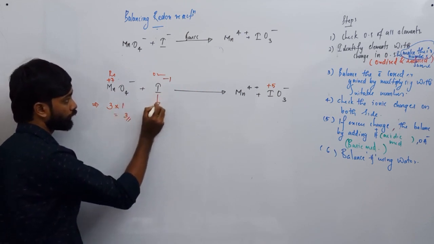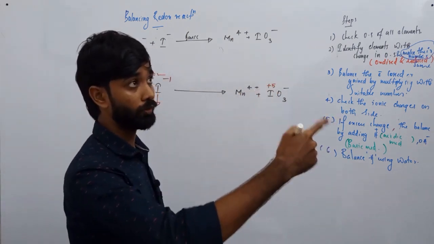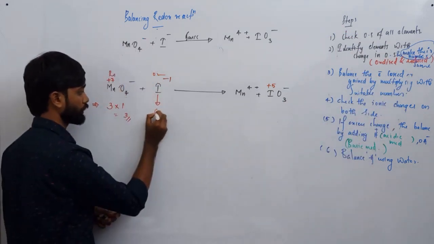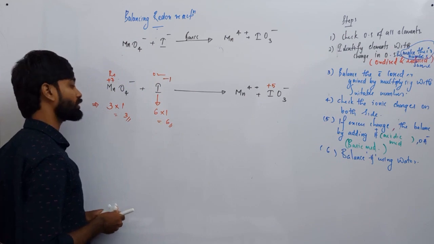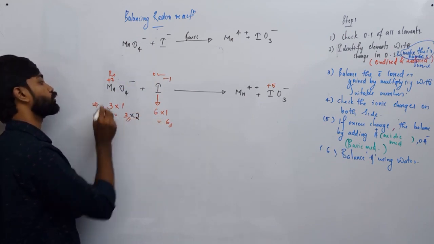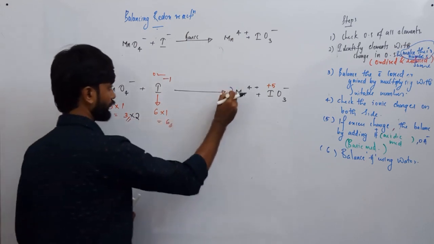What about here? From minus 1 to plus 5. Minus 1 becomes 0, then plus 1, then plus 2, then plus 3, then plus 4, then plus 5. So 6 units is the change, and the number of iodine is 1. So the electron lost is 6, but gained is 3. So this is not okay. You should multiply here with 2. Ready? And the 2 will be on the manganese part like this.